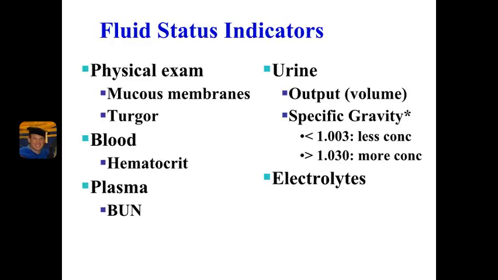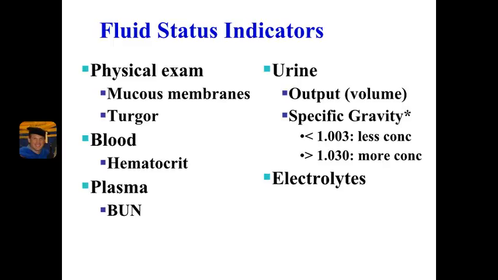Take a look at the blood. If there's dehydration, if there's lower blood volume, chances are that the hematocrit will be higher. The amount of blood cells will be higher per volume of blood. On the other hand, if there's fluid excess, then the hematocrit is going to be lower because more of the blood is going to be fluid. Within the plasma, you can look at the BUN level, which reacts very similarly to hematocrit. And when there's fluid overload, BUN is low. When there's fluid deficit, BUN is high.